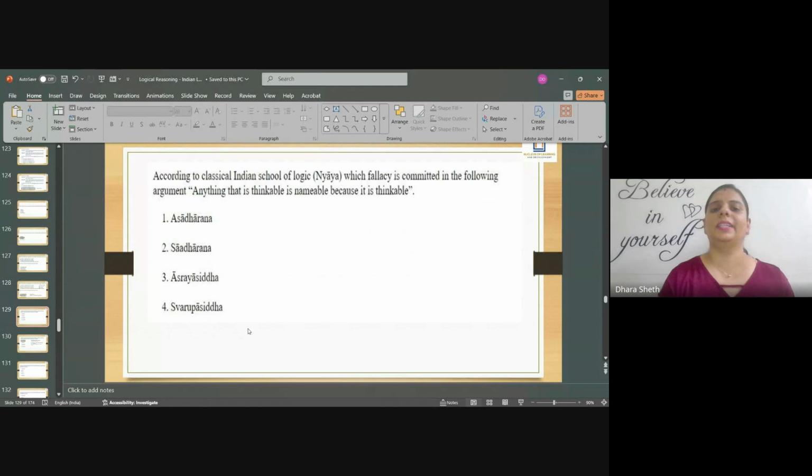According to the classical Indian school of logic, which fallacy is committed? Anything that is thinkable is nameable because it is thinkable. Anything that is thinkable is your subject. Nameable is your major term. Because it is thinkable is your middle term. So what is the fallacy here? The subject is not anything, it is anything that is thinkable. That is your minor term.